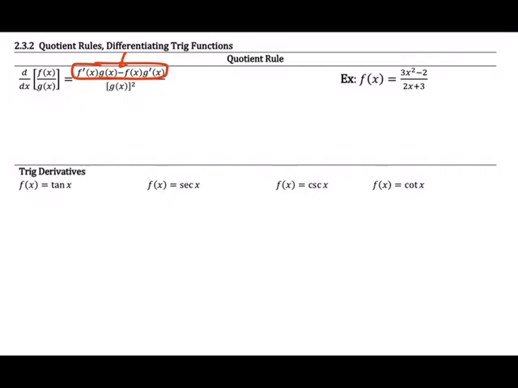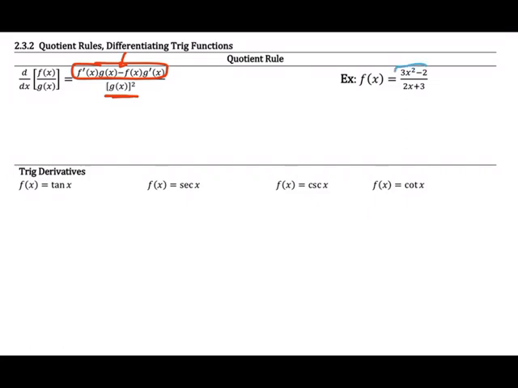And the only other difference then is that the denominator exists, which it didn't in the product rule. We are going to divide that derivative by the original g function, or the original denominator function, squared. So let's practice using this property.